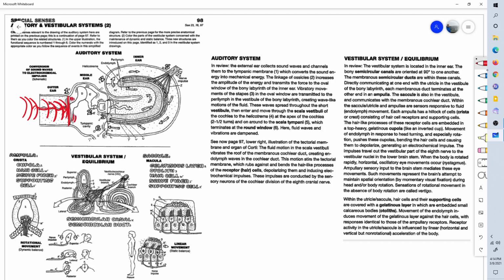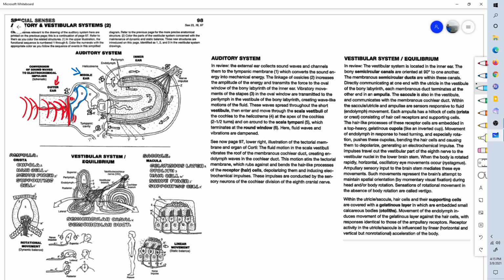The malleus begins to vibrate, this hammer-shaped or mallet-shaped bone. Begins to vibrate here. We're in the middle ear now, by the way. The sound waves actually travel through the outer ear, the external auditory meatus. And we're in the middle ear.